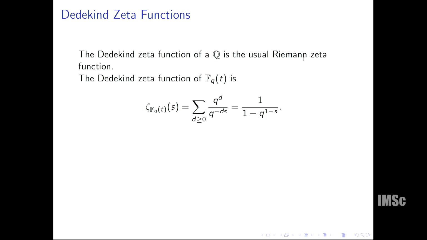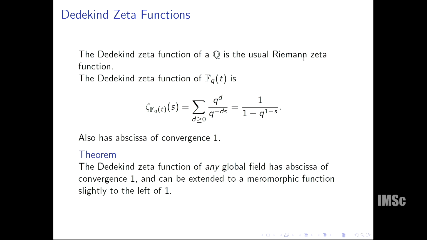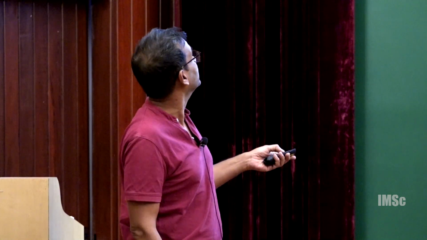But what is surprising here is that this converges again for real part of s greater than 1. So we see the same behavior of the zeta function whether you associate it to a number field or to a function field. In general it's known that the Dedekind zeta function of any global field has abscissa of convergence 1 and can be extended to a meromorphic function slightly to the left of that. It will have poles to the left of that, but you can extend it slightly with poles, and beyond that we do not know what happens.